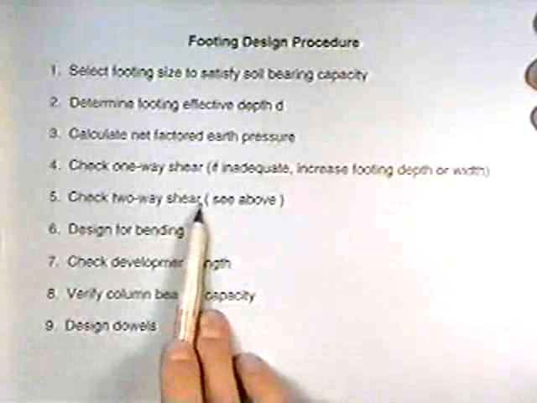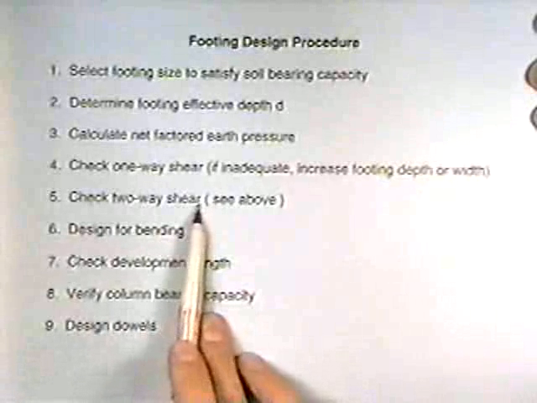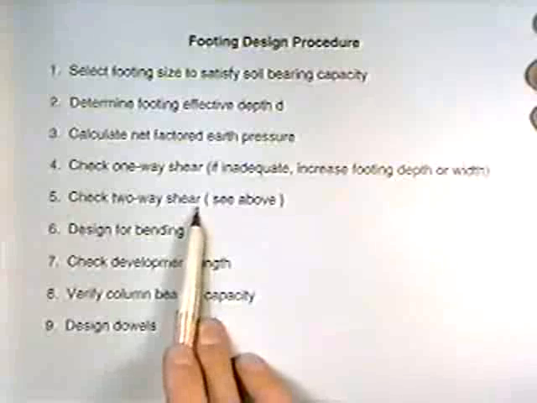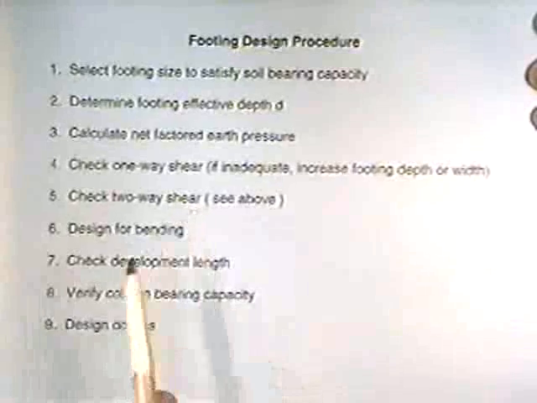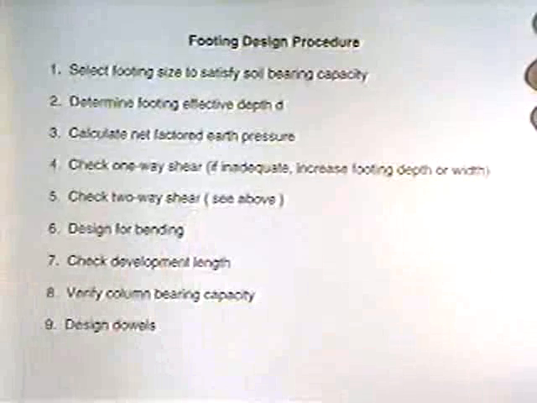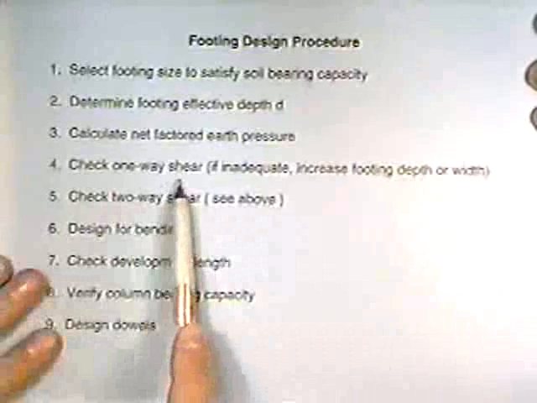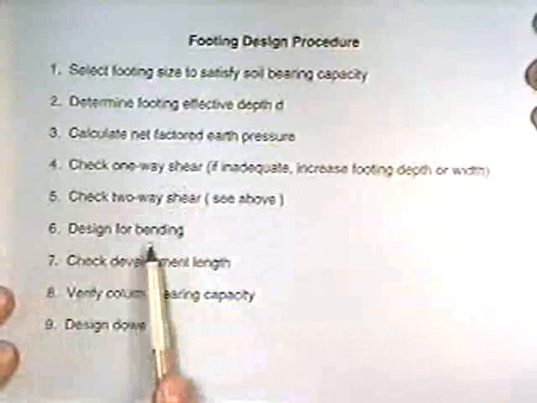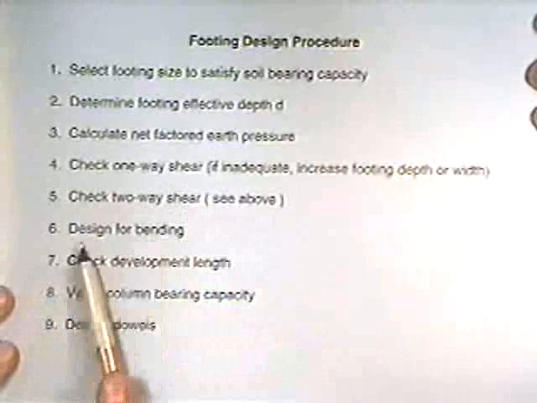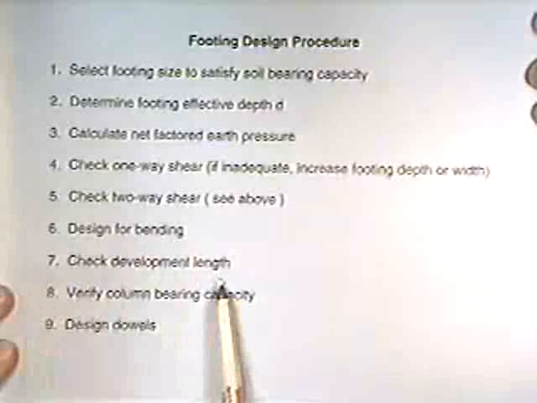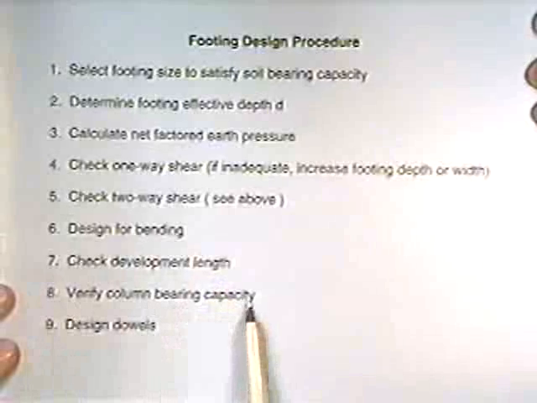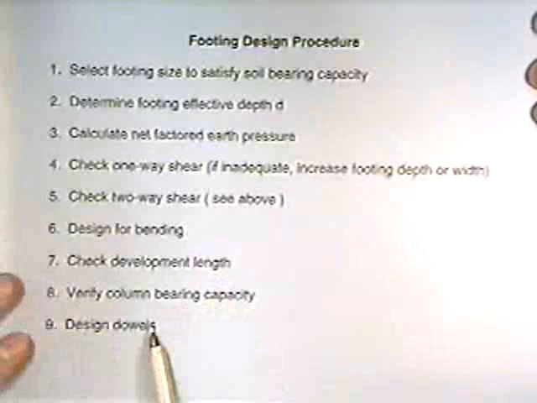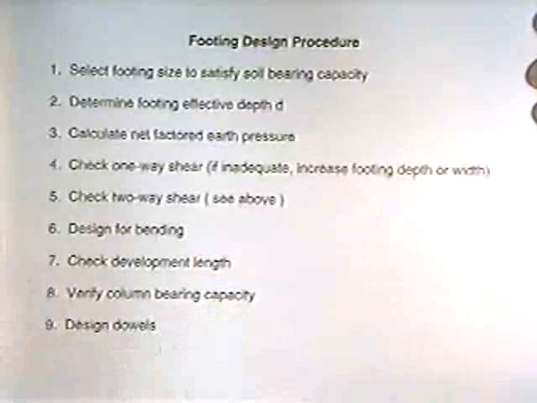Okay? So if you do a check on one-way shear and you find out that the shear demand exceeds its capacity, you do not add shear reinforcement. What you would do is you'd make the footing deeper. And by making it deeper, you're going to increase its shear resistance. So you do the one-way check, you do the two-way check, and then you can design for bending. Alright, so figure out how many bars you need for bending, check the development length for these bars, make sure it fits, verify the column bearing capacity, and then design the dowels. Okay? Now, the next, yes?